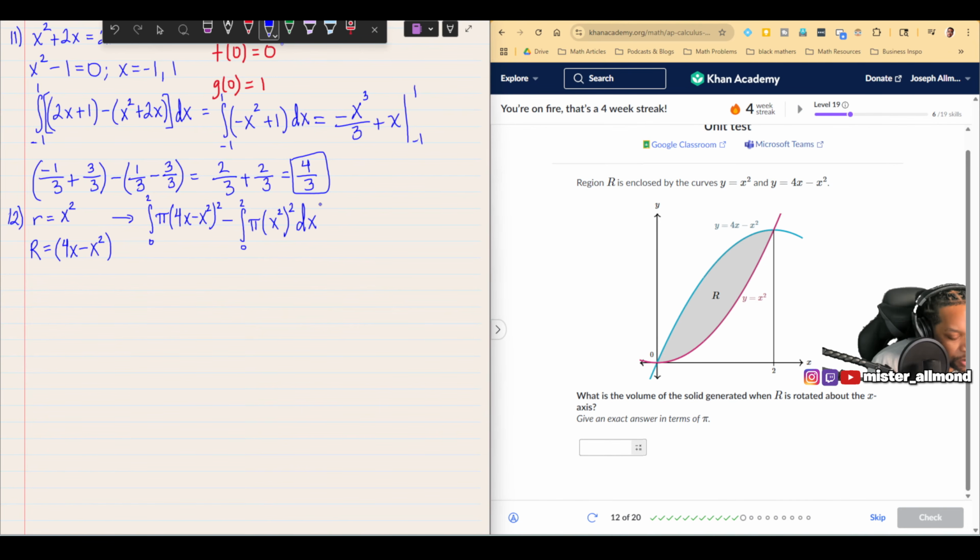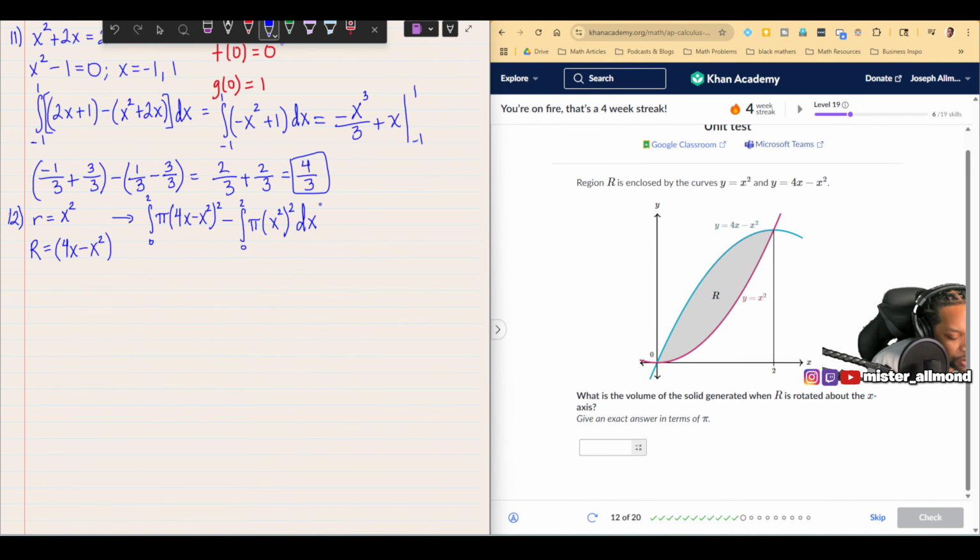Let's see. So if I do U sub, it's funny you say that because as I was looking at this, I was just going to FOIL this part and not do U sub. But you could do U sub. But here's what I'm about to FOIL. Let me write it out. 4x minus x squared times itself.